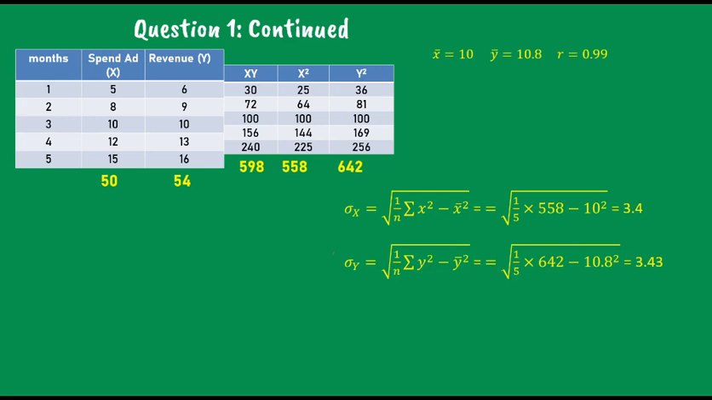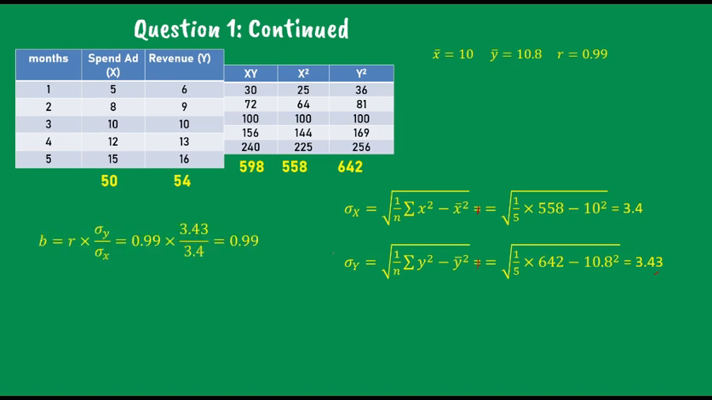Then sigma y equals the square root of 1 by n summation y square minus y bar square. One extra is there, sorry. So we replace all these values and find that it is 3.43. So this is sigma x, sigma y, and then x bar, y bar, and r.